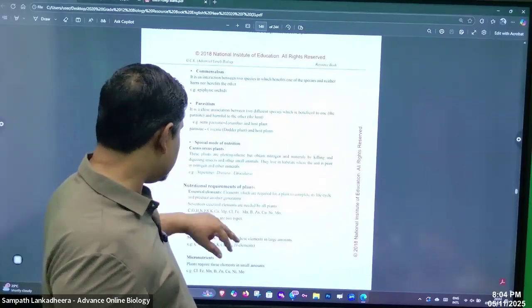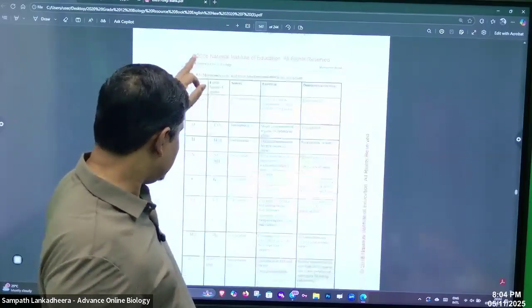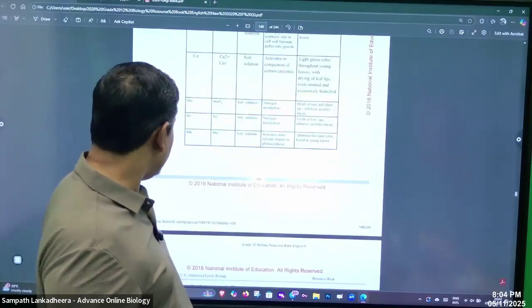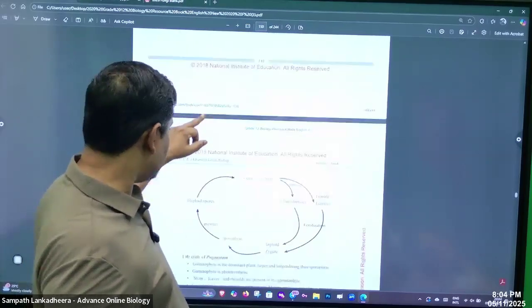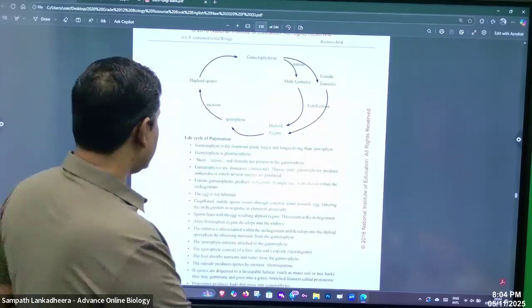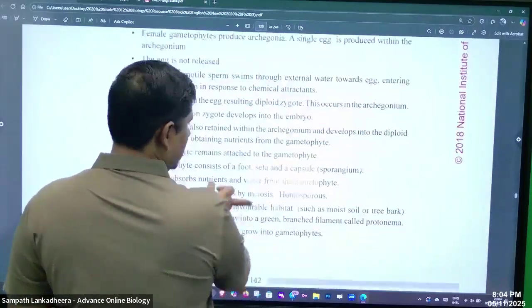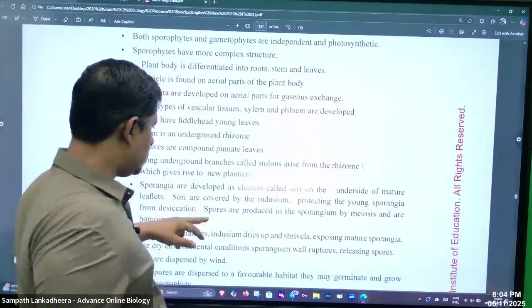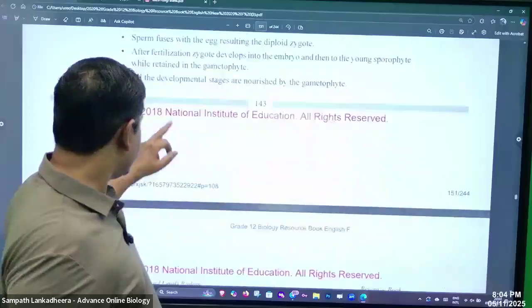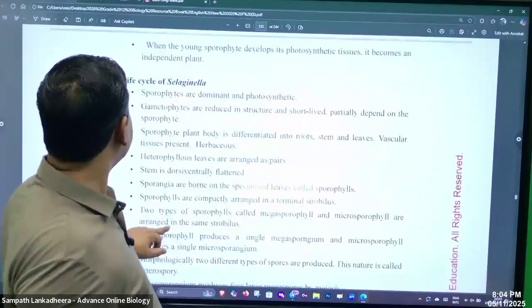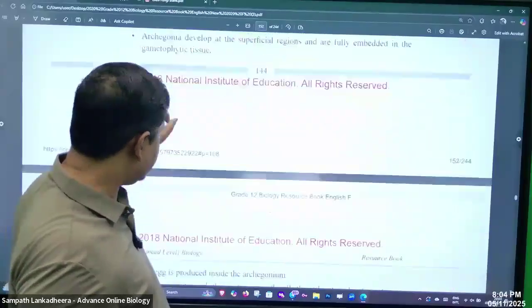But I saw last time that students are still weaker in this plant life cycle. I think they didn't attend this discussion. So it's better that you continue, right? So go to my plan, and that is better.